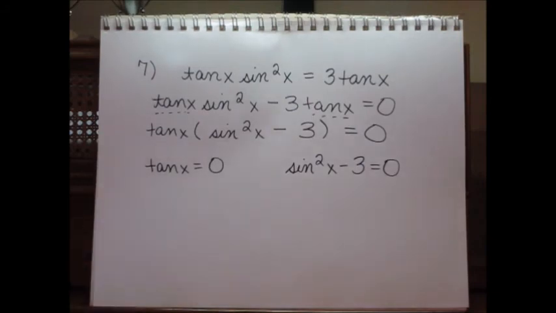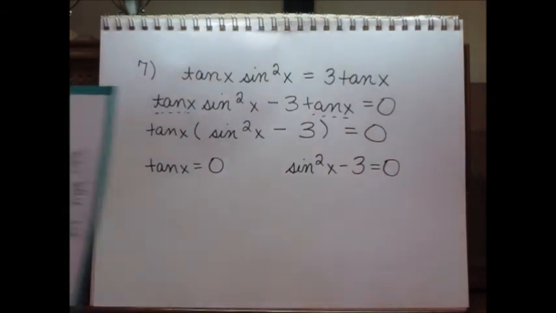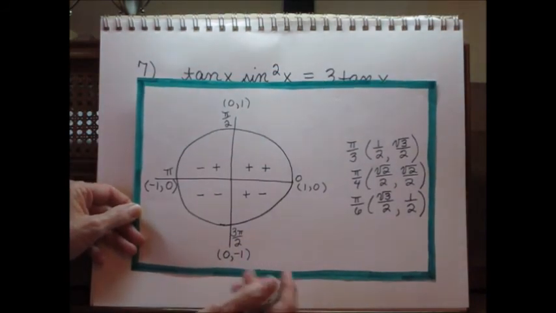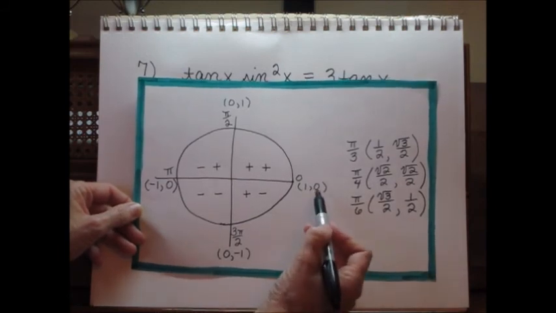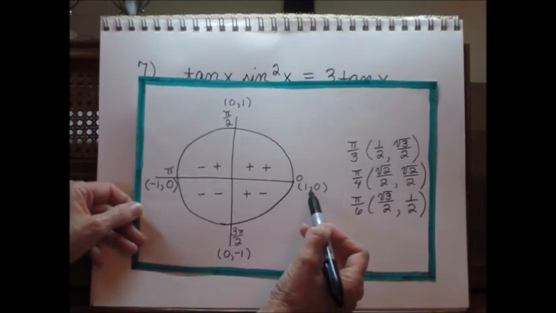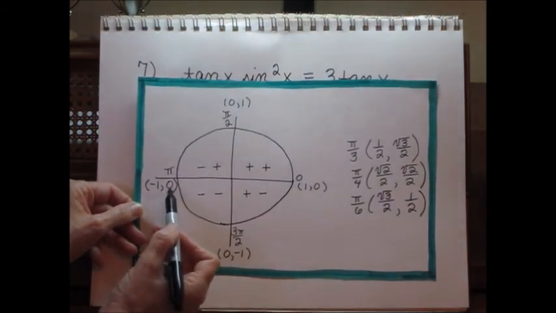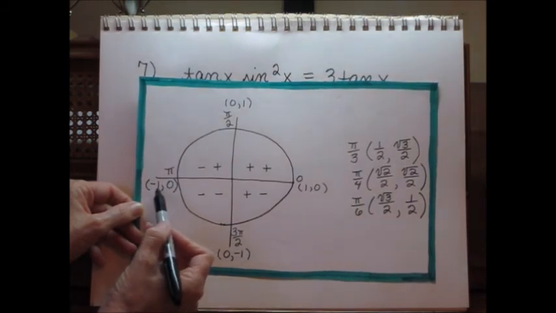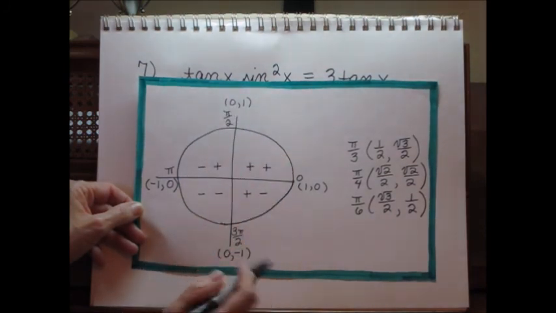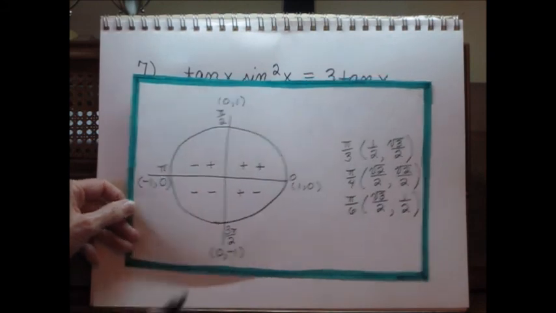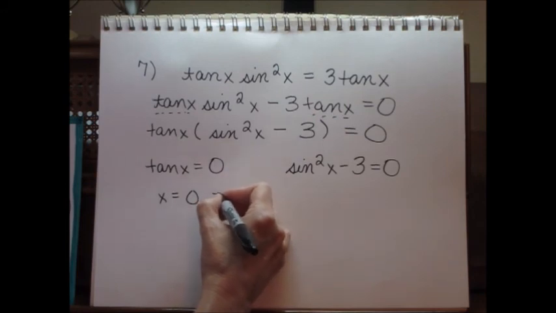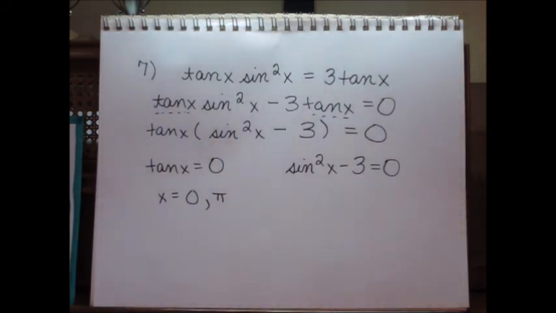So for our first equation, where is the tangent 0? Let's look at our unit circle. Remember, tangent is y over x. So where's the tangent 0? Well, at 0, we have 0 over 1. That would work. Tangent is also 0 at pi, because I would have 0 over negative 1. The tangent's undefined at pi over 2, and it's also undefined at 3 pi over 2. So only at 0 and at pi. So x equals 0 and x equals pi. Let's solve the rest of this one.